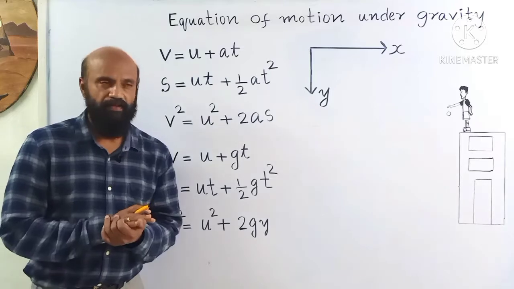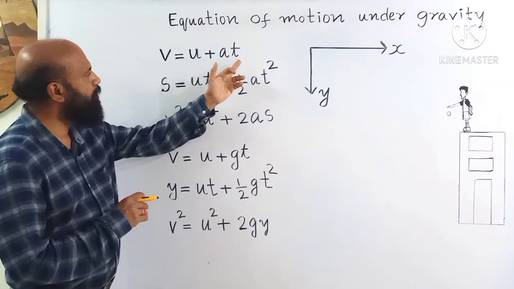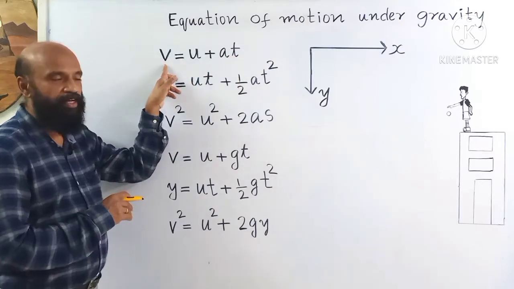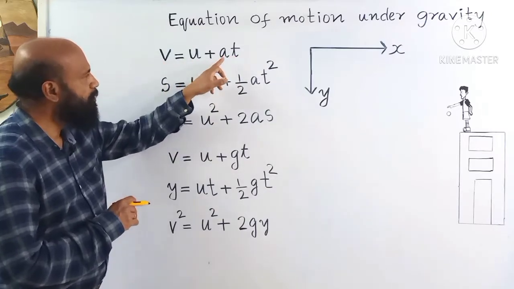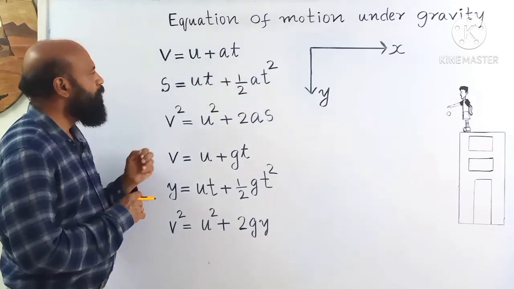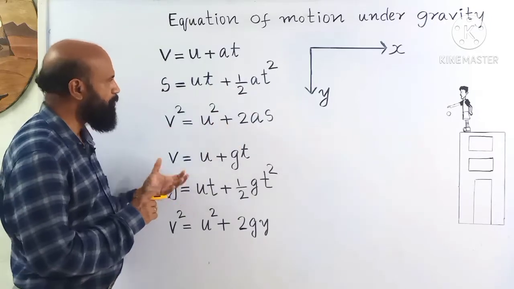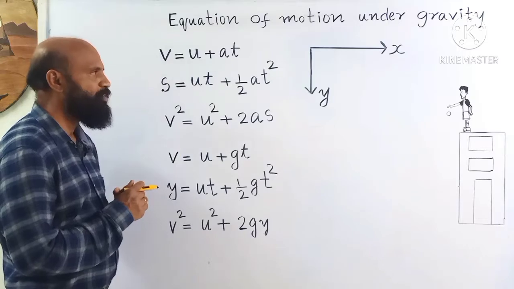Motion under gravity. You know the equations of motion. v is equal to u plus at, where v is the final velocity, u is the initial velocity, a is acceleration. Then s is equal to ut plus half at square, v square is equal to u square plus 2as. These are the equations of motion.